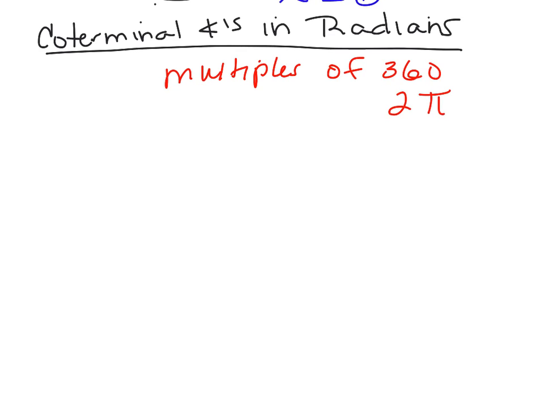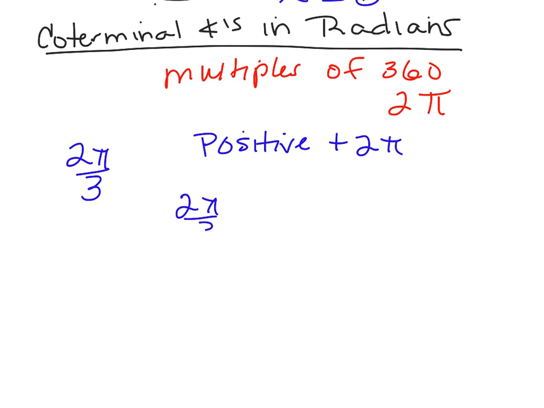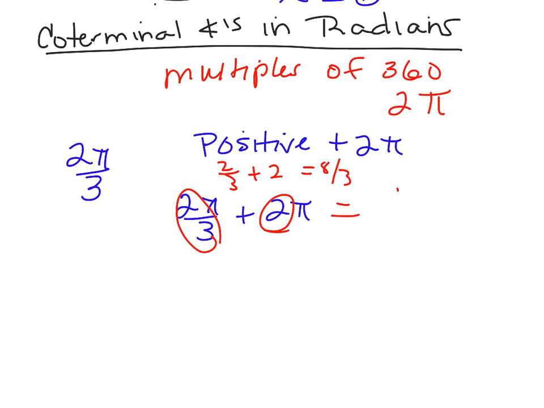So if I have this angle, 2 pi over 3, I want to find a positive coterminal angle. To do that, add 2 pi. So I'm going to take 2 pi over 3 and add 2 pi. You don't want to change this over to degrees. You need to keep it in radians. So you're going to take the 2/3 and add it to 2. In your calculator, do 2/3 plus 2, change it over to a fraction, and you get 8/3. So it would be 8 pi over 3.